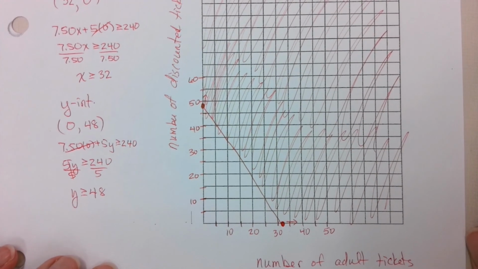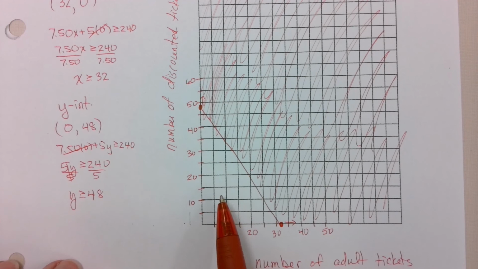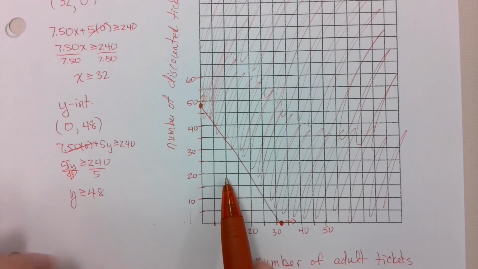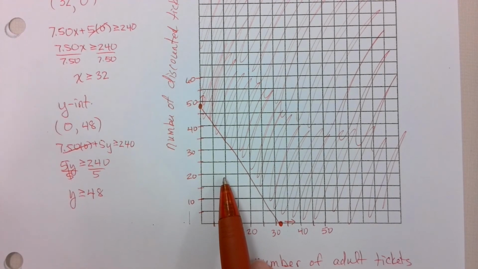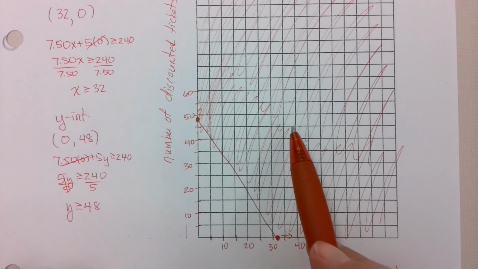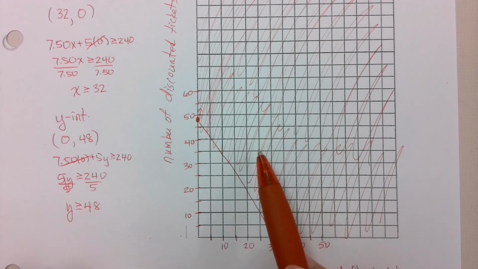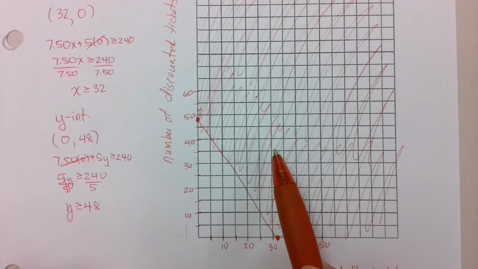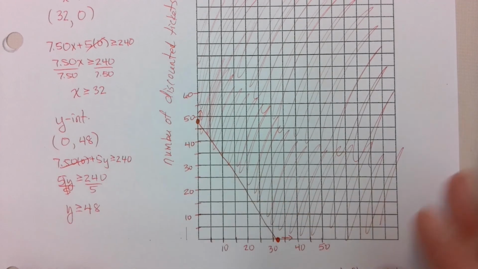The meaning of this is if I get any of these ordered pairs down here, 10 adult tickets and 20 discounted tickets, they won't make that $240 or more to cover their costs. If I get something on the line, that will be exactly $240. And if I get something up here in the shaded region, that means they met their goal of $240 or more. So we've covered our graph, and we want to go back up.